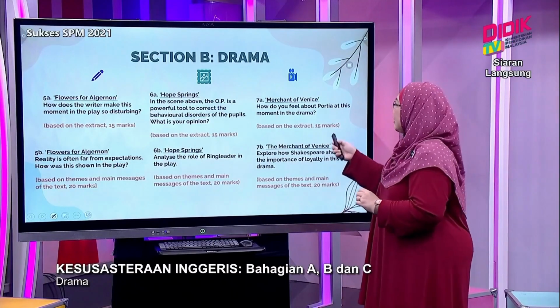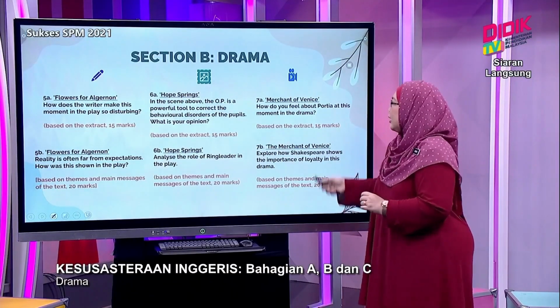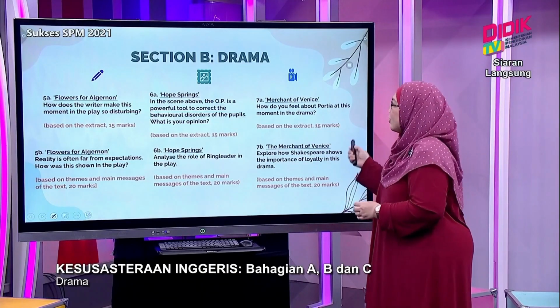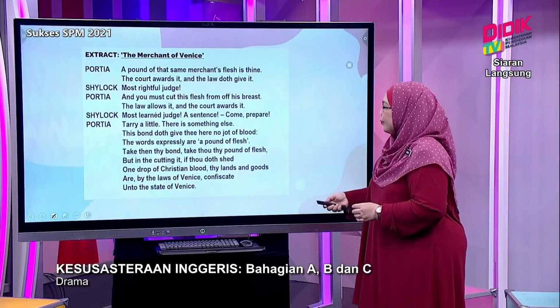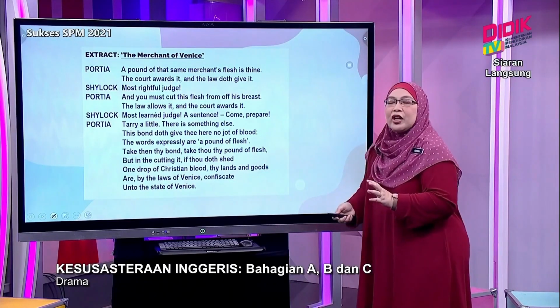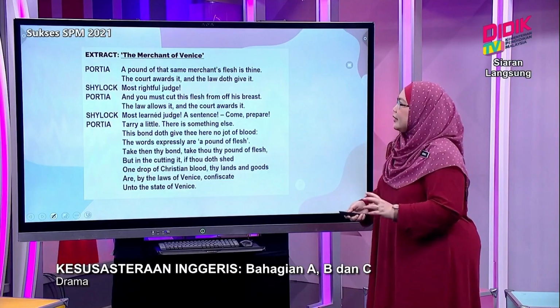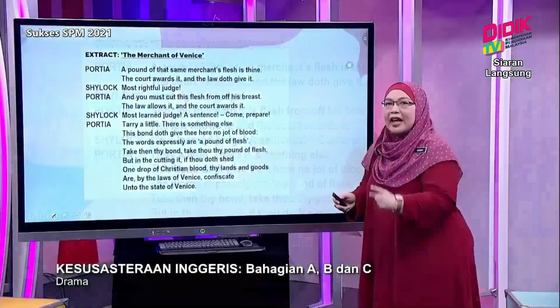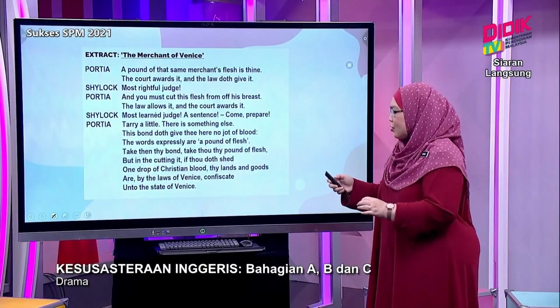Now let's take a look at Merchant of Venice, A question. How do you feel about Portia at this moment in the drama? Obviously, we know who Portia is. And in this extract, it starts off with Portia saying to Shylock, "A pound of that same merchant's flesh is thine. The court awards it and the law doth give it." Shylock is obviously delighted and pleased because he feels Portia, who's actually in disguise, is a clever young woman. She's in disguise as a lawyer, and she has said in front of everyone in the court, Shylock has a valid case, a legal point against Antonio.